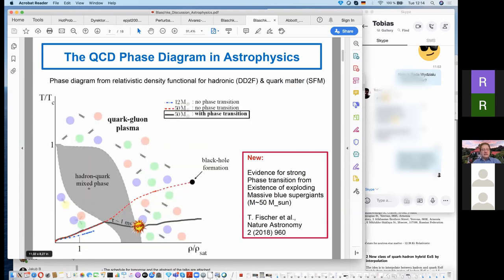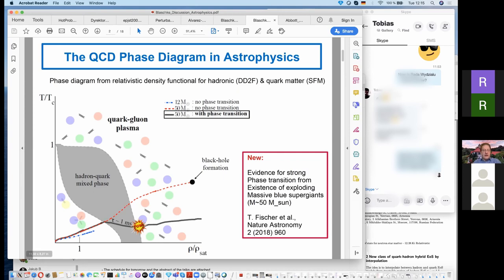Okay, so here is the QCD phase diagram, the section of the QCD phase diagram from that paper. It highlights a hadron-quark mixed phase, and it shows two trajectories of a 50 solar mass star. Actually, what the central fluid element would travel in the temperature density plane. So the red dashed curve would be the path without a phase transition. Here, after collapse, the star goes denser and denser and finally ends up in a black hole.